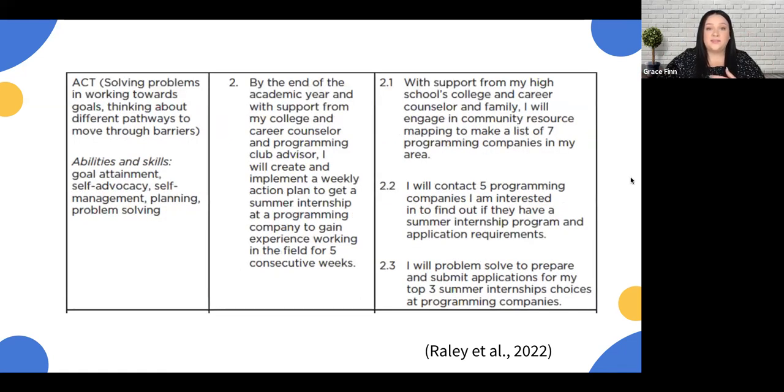So under ACT, they've written a goal here. By the end of the academic year, and with support from my college and career counselor and programming club advisor, I will create and implement a weekly action plan to get a summer internship at a programming company to gain experience working in the field for 5 consecutive weeks. And then over here on the right, I don't think I mentioned, they have objectives. So smaller goals that can contribute to meeting the larger goal.